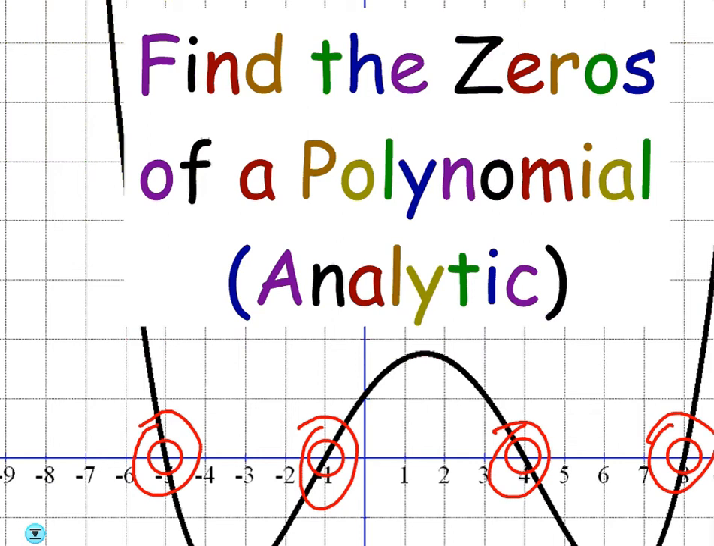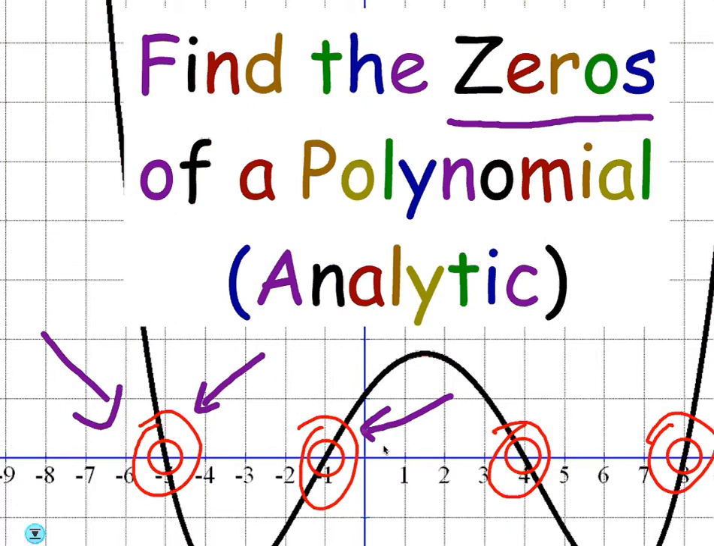So another way of talking about x-intercepts is to use the word zeros. The reason why they're the same thing is because when y equals 0, you have an x-intercept. So finding the zeros means finding the x-intercepts. Again, it's where y equals 0. And that's what we're going to be doing.